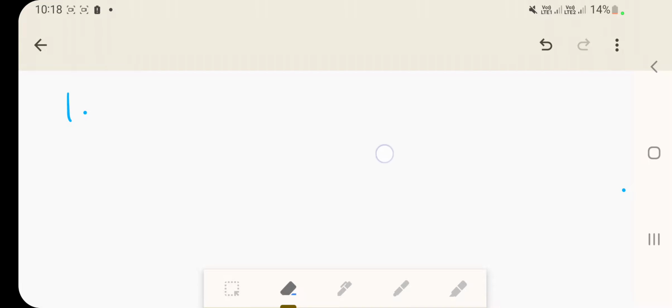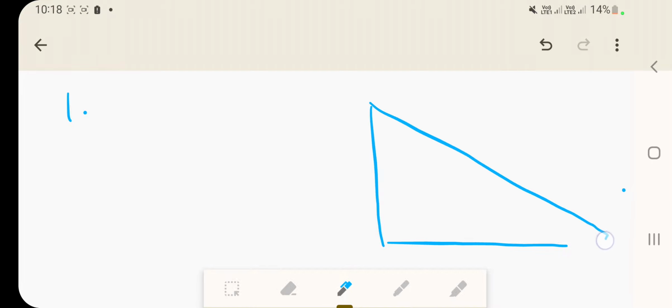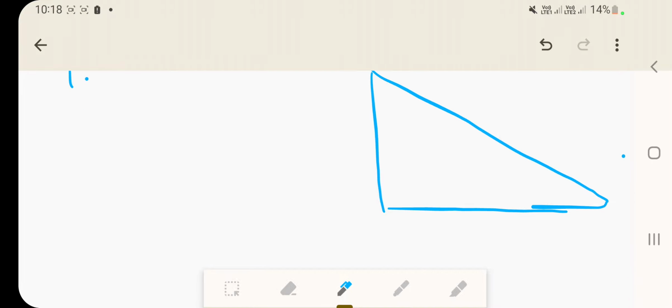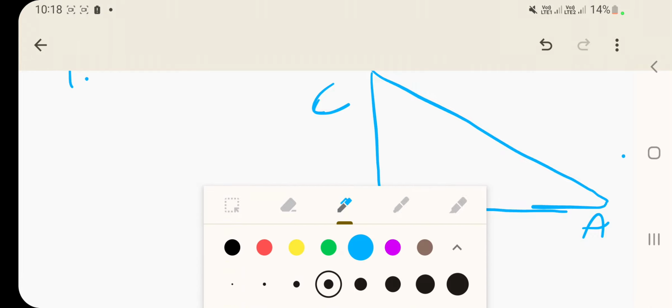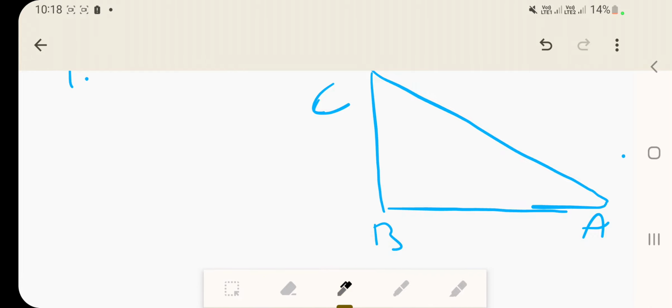They have given a right angle triangle with this hypotenuse, and this is A, B, C. Here we have the angle C, and the right angle is at B, 90 degrees. And here we can find the ratios related to angle A or ratios related to angle C.